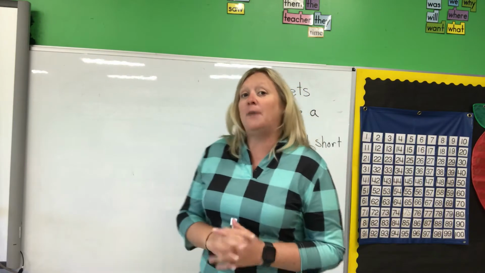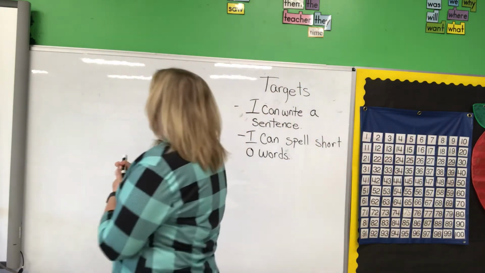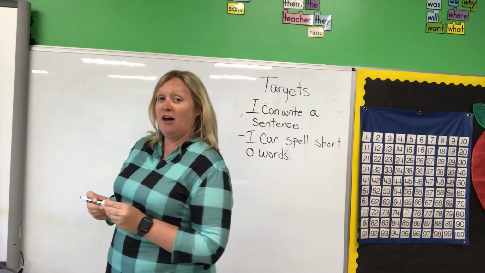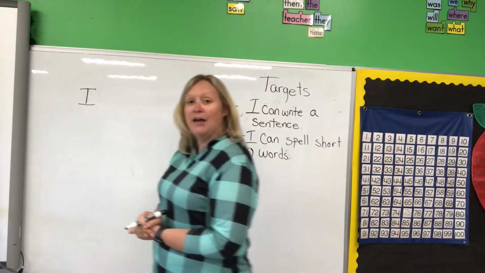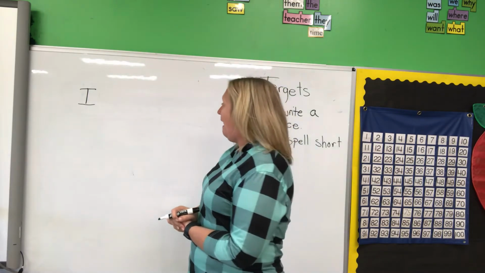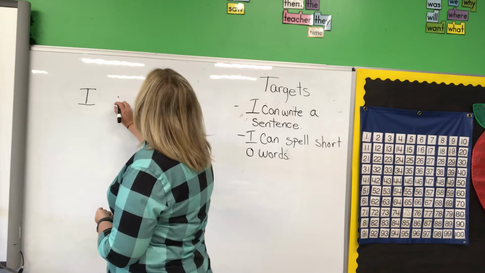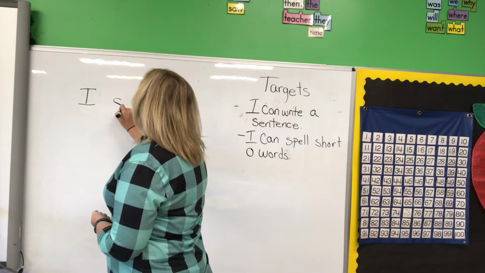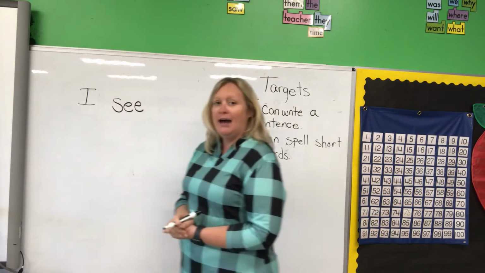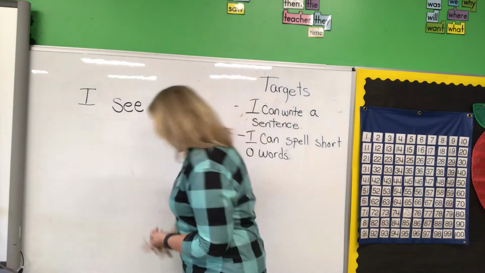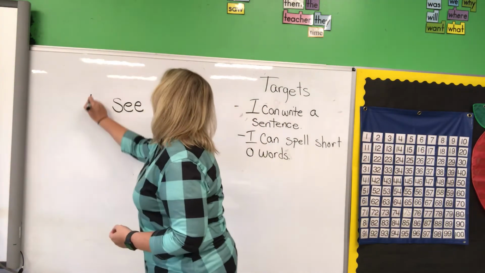We are going to write about an ox today. So we're going to write a sentence, and I'm going to start. I see. That's a sight word. I should know that word. See is also a sight word. I should look on my sight word chart to spell see. I see. I'm going to move it down a little. I have a big space there.